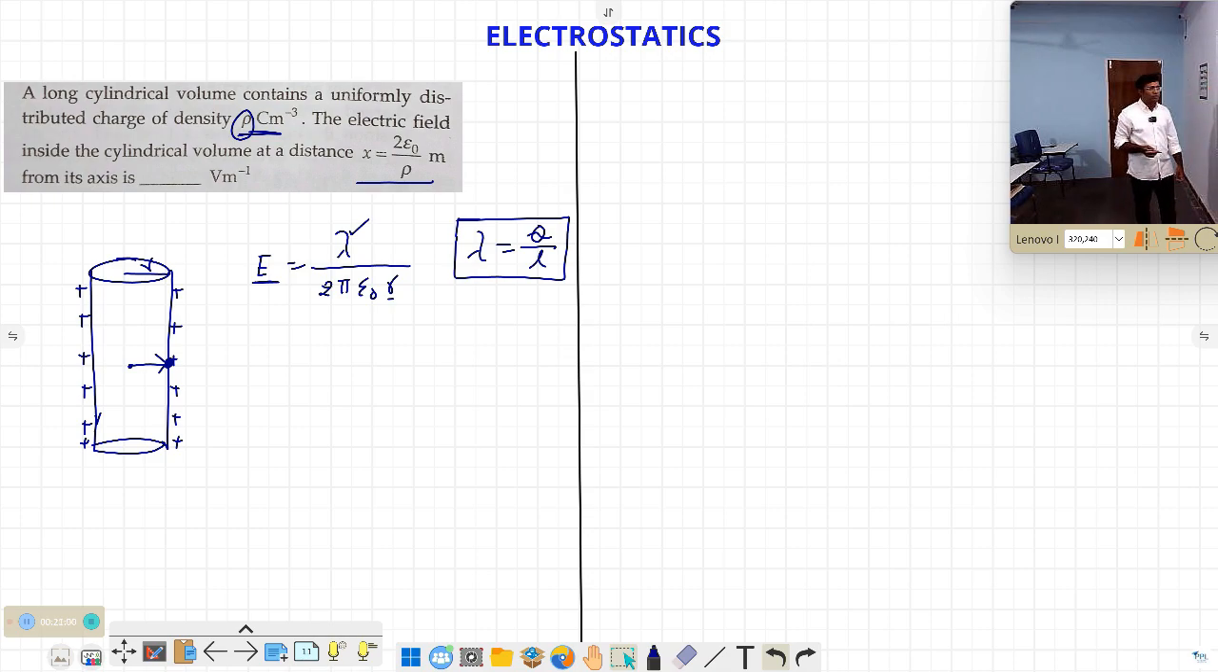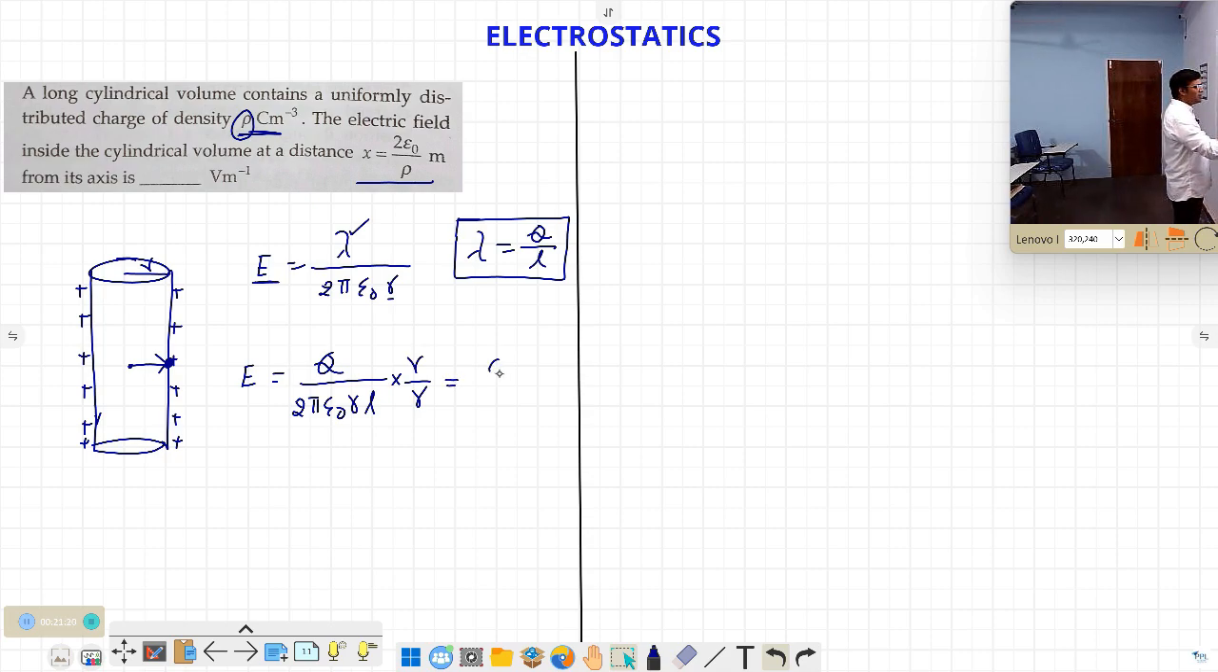But in our question they have given the volume charge density. So you have to convert this into volume. So E is equal to, writing lambda in terms of Q by L, Q by 2 pi epsilon naught r into L. Q by L is nothing but lambda. What I am doing is multiplying and dividing by r to get the relation. Now I can write this as Q into r by 2 epsilon naught, and separately pi into r, which is pi r square.